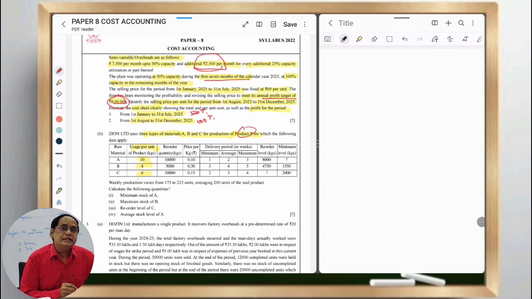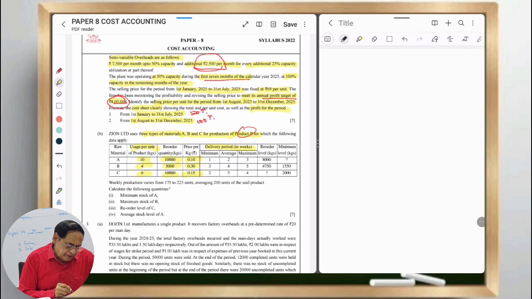So how much quantity is required to manufacture product P? Reorder quantity is nothing but economic order quantity. Reorder quantity means this much quantity we have to order every time. So 10,000 kg, 5,000 kg, 10,000 kg for A, B, C respectively. Price per kg: the price of material A is 10 paise, 30 paise, 15 paise for A, B, C.